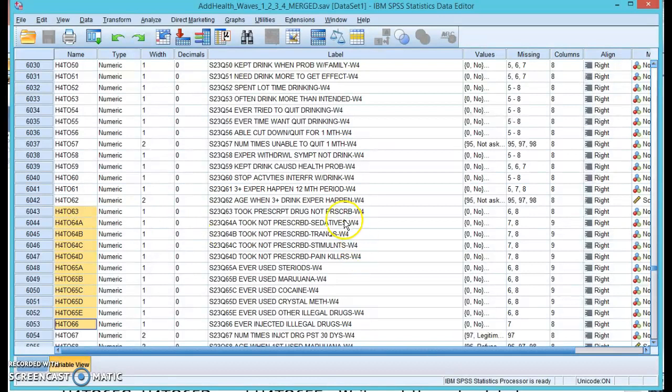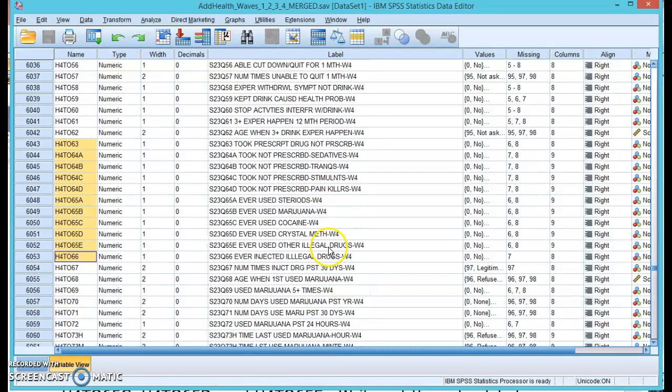Okay, so the first few talk about taking drugs beyond prescription: sedatives, tranquilizers, stimulants, and painkillers. And then the next few talk about steroids, marijuana, cocaine, meth, or other illegals. Notice it doesn't mention heroin by name in here, but it would be included in other illegals. Mushrooms, spice, and those other things. Okay, so there are the 10 you're going to use.